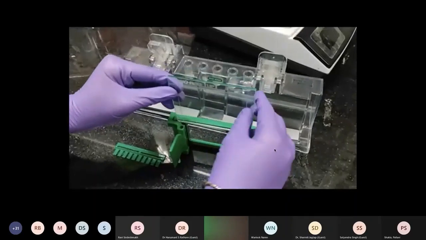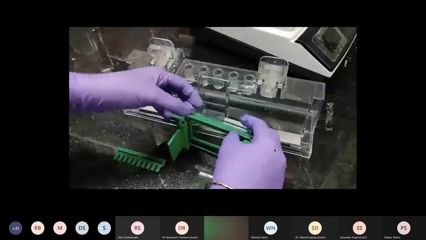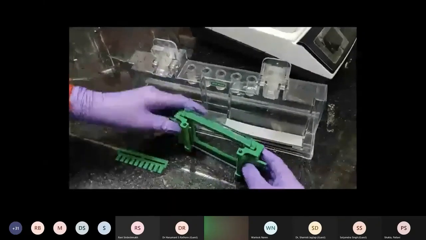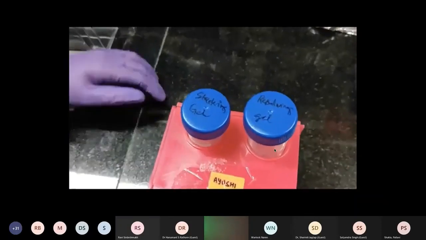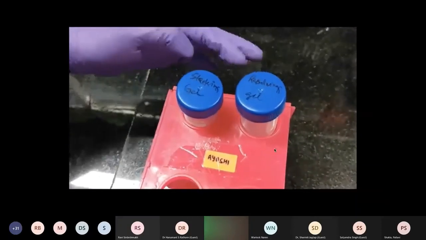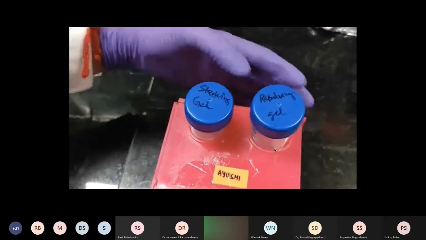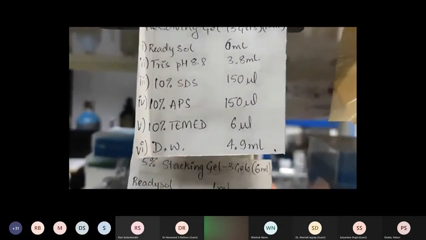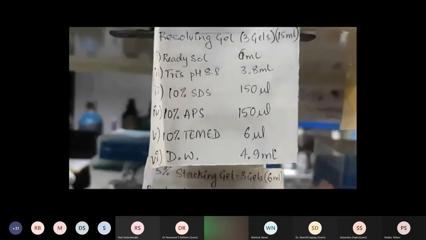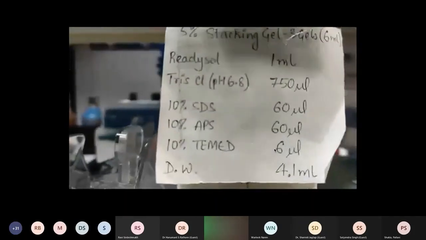Glass plates are fitted into the casting apparatus so that the space created between the thin plate and the thick plate can be poured with the gel solutions. For performing the discontinuous type of SDS-PAGE, 2 different gel solutions are required, one is resolving gel solution and another is stacking gel solution. For these 2 solutions, the composition is different, such as this could be the composition of resolving gel and stacking gel.